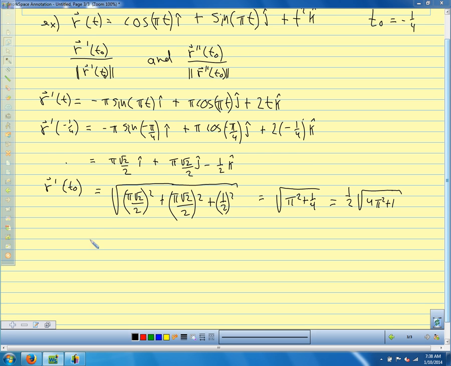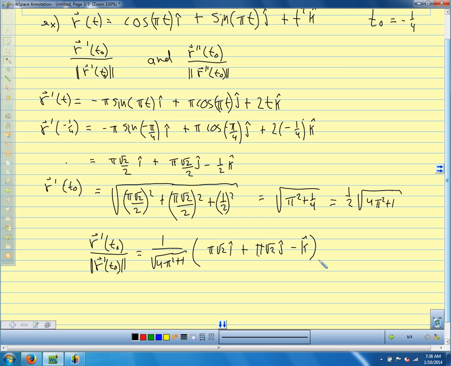So finally, r prime at t0 over the magnitude of r prime at t0, when I divide this, my 2's are all going to cancel. So I get 1 over square root of 4 pi squared plus 1 times pi square root of 2 i hat plus pi square root of 2 j hat minus k hat. And that would be my vector r prime over the magnitude of r prime, a unit vector in the direction of r prime at time -1/4.